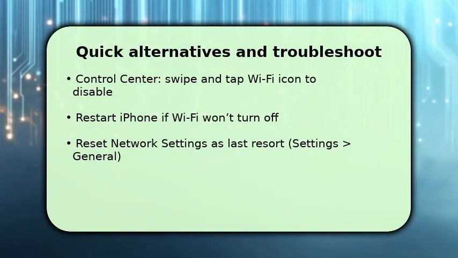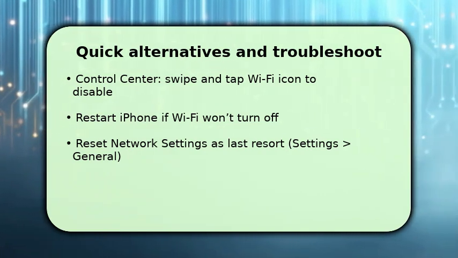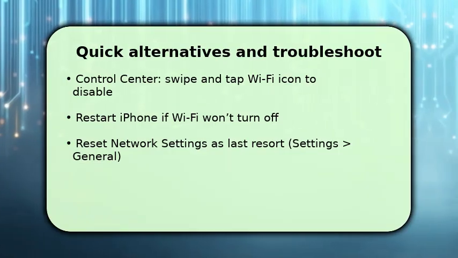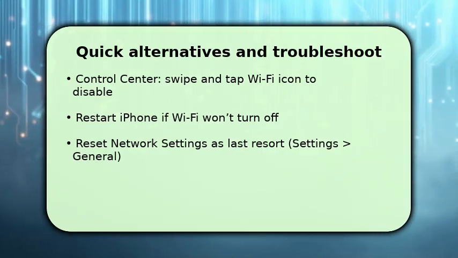Swipe down or up and tap the Wi-Fi icon to disable quickly. Note this temporarily disconnects, but the Settings toggle remains. If the toggle is unresponsive, restart your iPhone to clear glitches and try again.